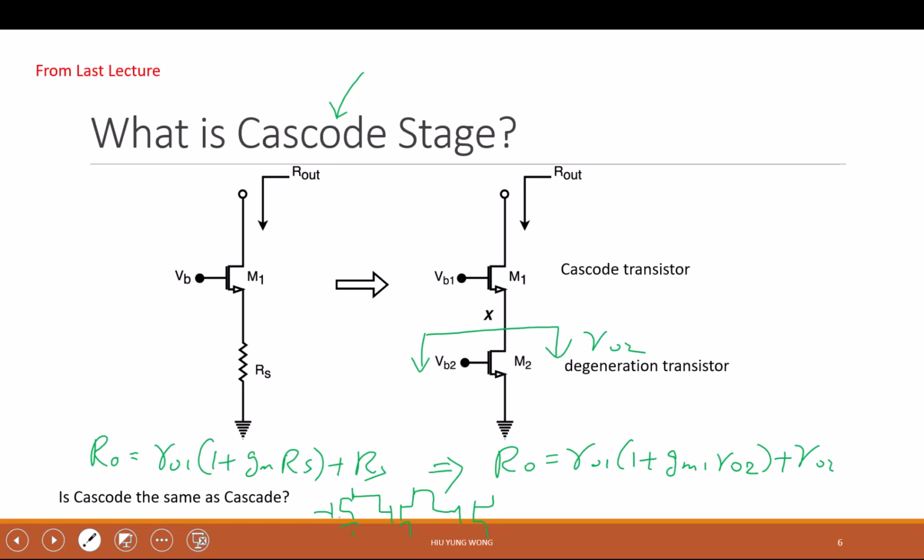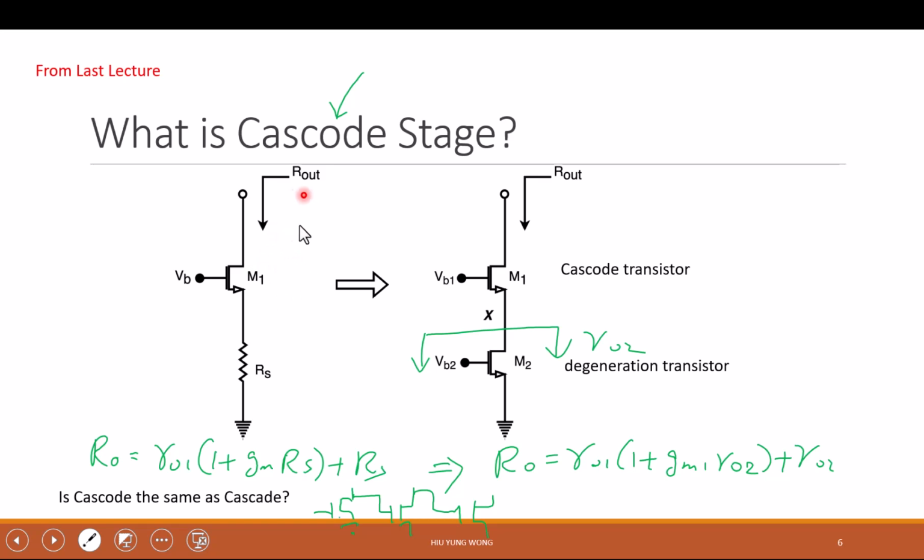You are right. Let me summarize it. Common source with degeneration, you get lower gain because of negative feedback. So we have all the benefits of a negative feedback circuit, like more linearity, less sensitivity to variation. Very good. That is right. You also get more control. Yes, that is correct. That is the main purpose of common source with degeneration.